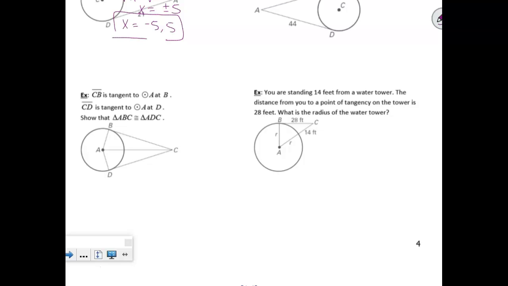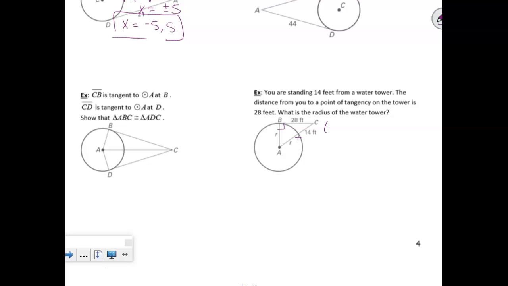You are standing 14 feet from a water tower. The distance from you to a point of tangency on the tower is 28 feet. What is the radius of the water tower? So here's what we know. AC is r plus 14. AB is one of the legs of the right triangle because AB is perpendicular to BC. So we have this formula.